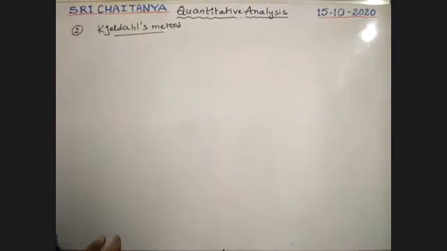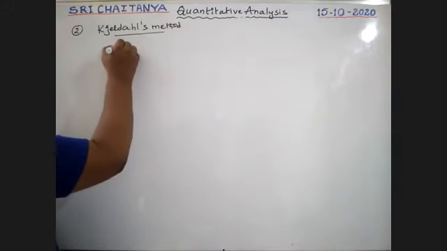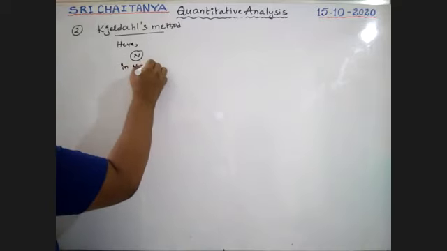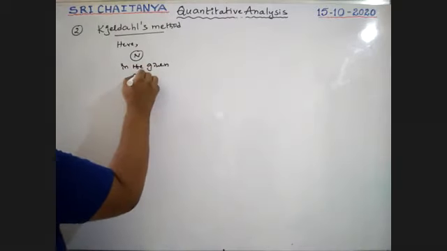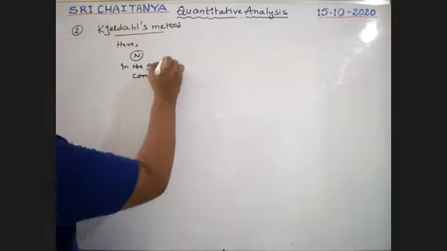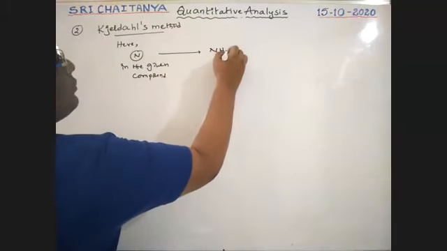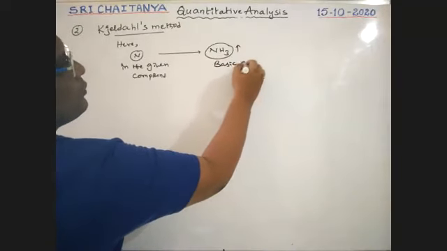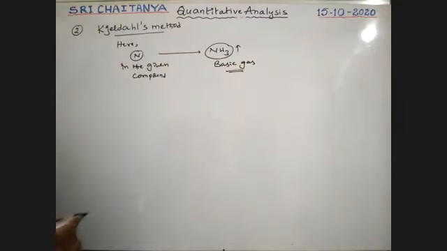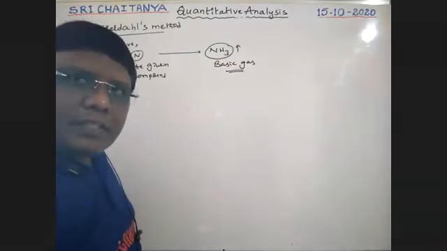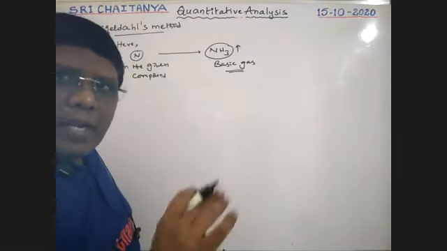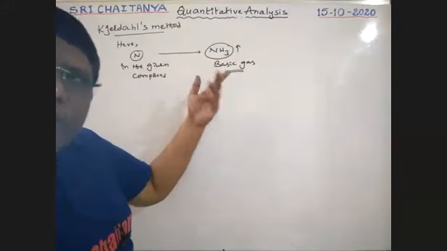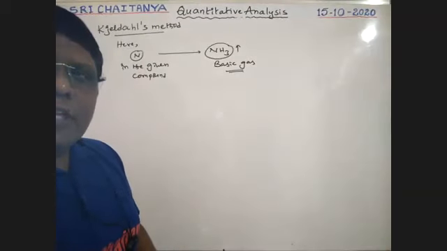See here, note down the first point. Here, nitrogen in the given compound converts into ammonia gas, a basic gas. It has a basic nature. Ammonia is a basic compound, it is a base. We find out the ammonia conditions. See here what we have explained.